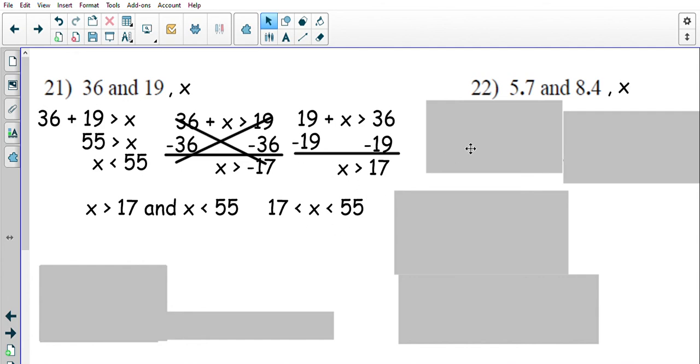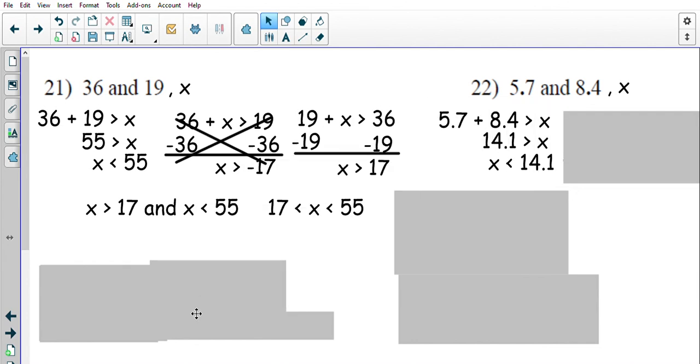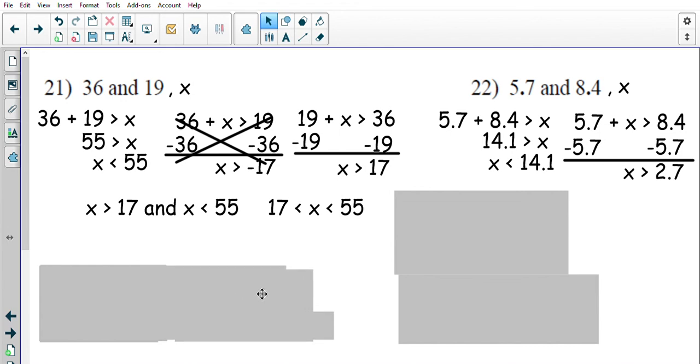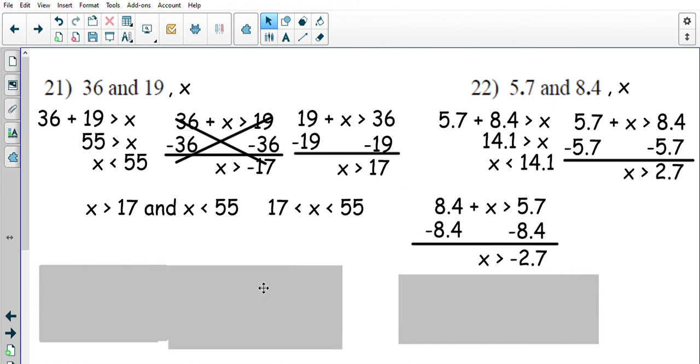All right, last one. We've got 5.7, 5.7 and 8.4. Third side is going to be x. So my first inequality, 5.7 plus 8.4 is greater than x. That gets me 14.1 is greater than x, or x is less than 14.1. So that's my upper boundary. My second inequality was 5.7 plus x is greater than 8.4. I subtracted 5.7 from both sides to get x is greater than 2.7, which is my lower boundary.